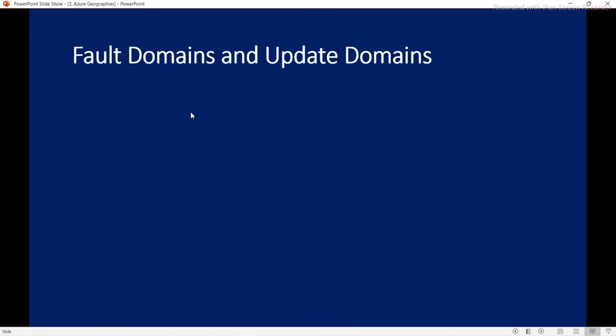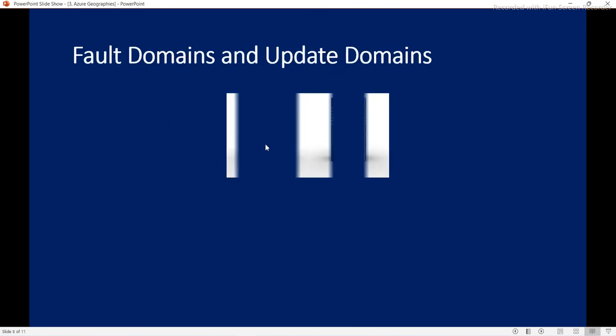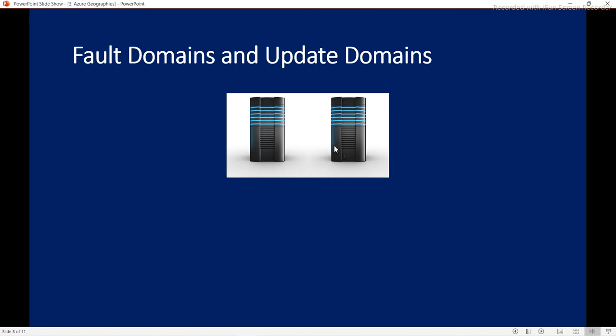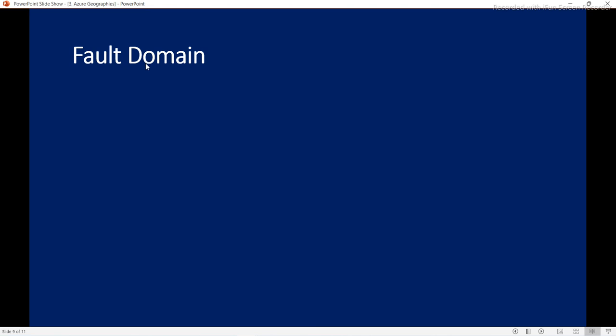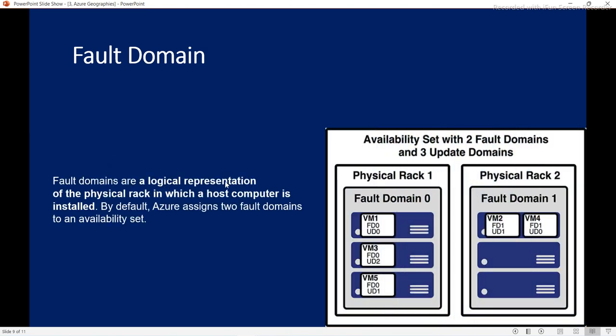So now finally, what is a fault domain and what is an update domain? Well, fault domains and update domains are parts of Azure Availability Zones. Fault domains are a logical representation of the physical rack in which a host computer is installed. By default, Azure assigns two fault domains to an availability set.